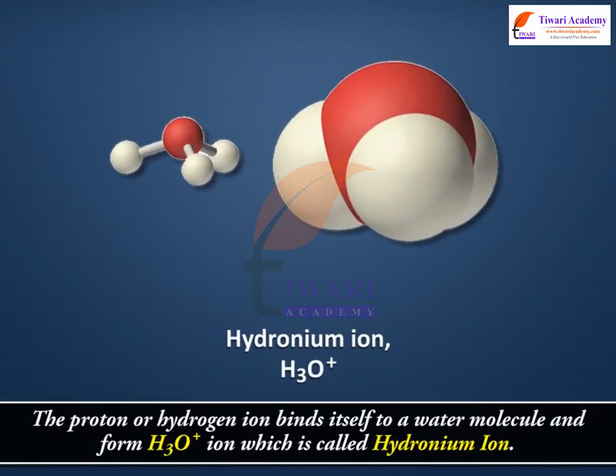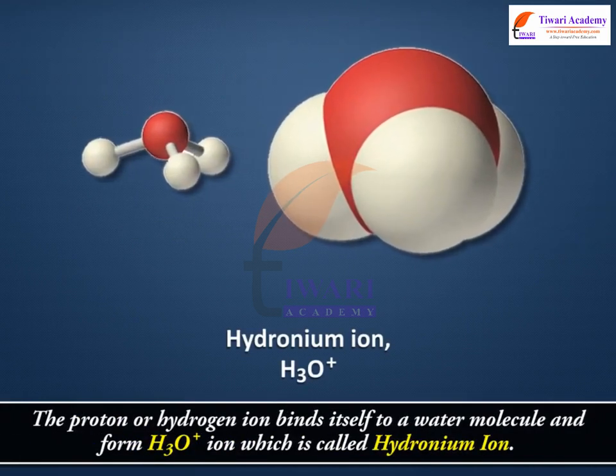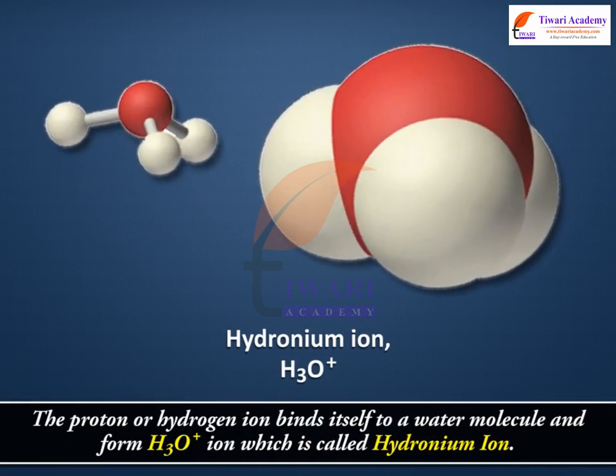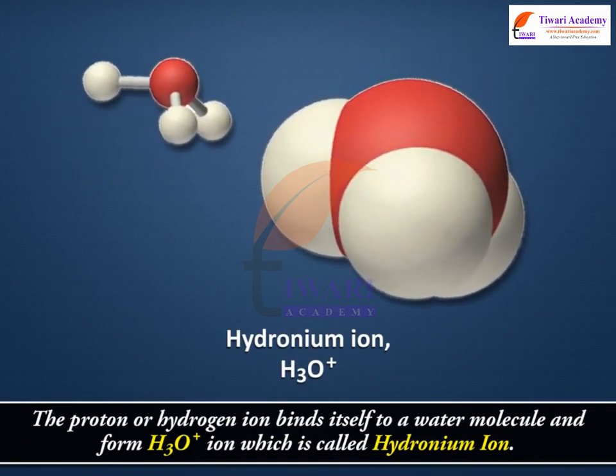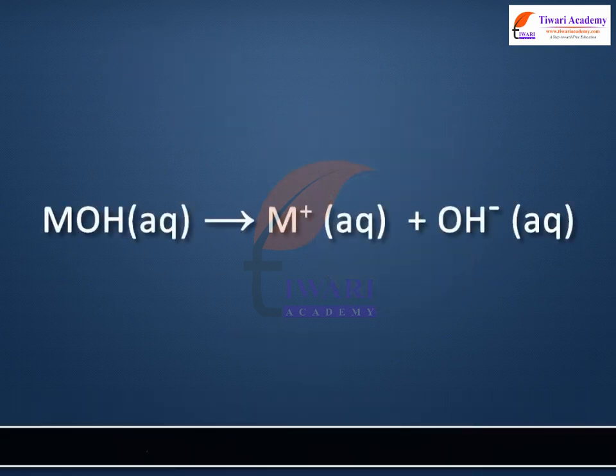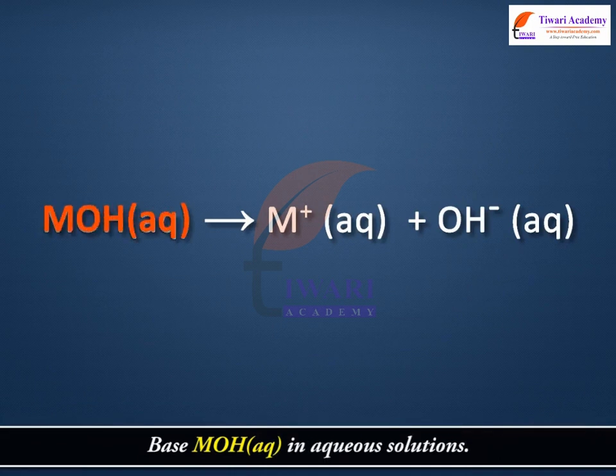The proton or hydrogen ion binds itself to a water molecule and forms H3O+ ion, which is called hydronium ion. Base MOH(aq) in aqueous solutions: MOH(aq) gives M+(aq) plus OH-(aq).